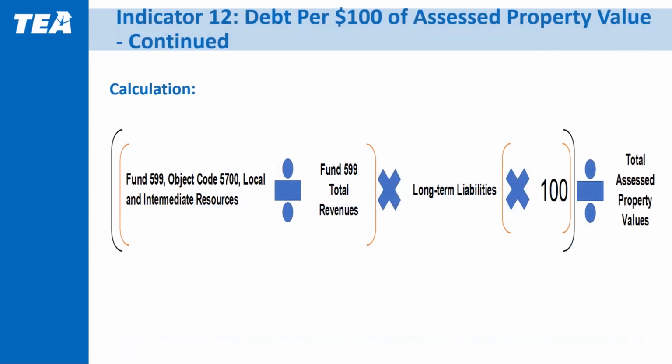And then as I've done in years past, if you're a district that relies on the federal government or the state to help make a debt service payment, we take that into consideration with this first part of the ratio. And so you can see that we use your local share of your debt collections and compare that to your total revenues. Based on that percentage, we multiply it by the long-term liabilities, and then we compare that to your total assessed property values.